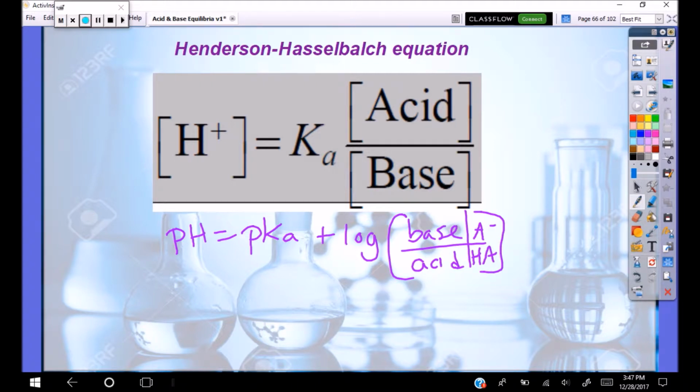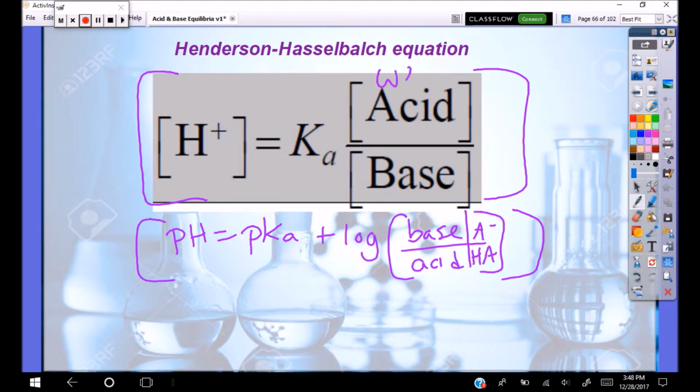We're going to use this chunk right here. If we took the log of this entire thing, we would end up getting this, which is what's on your formula sheet, but it kind of overcomplicates things. So we're going to use this version here, where, again, this is our weak acid and weak base. And when we're talking about that, these are conjugates of each other, right? So keep that in mind.